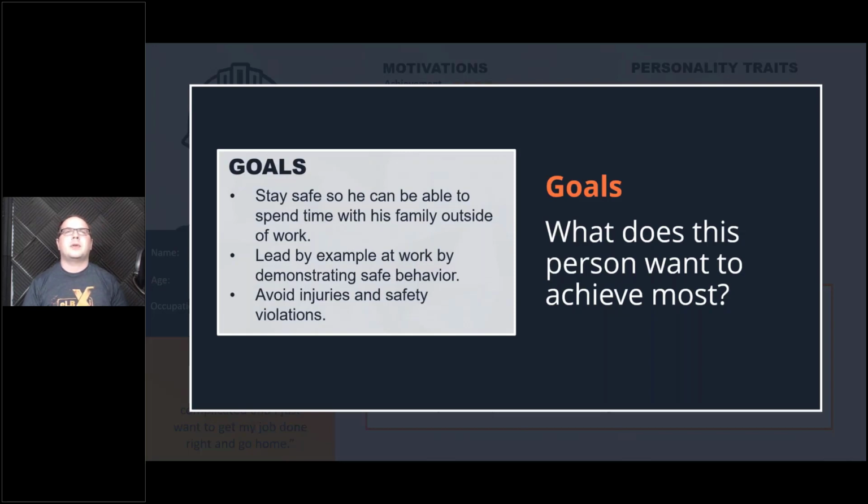So we've got a couple questions about these persona examples. First of all, how do you find out this information? Do you have any special techniques that you use to get this information?